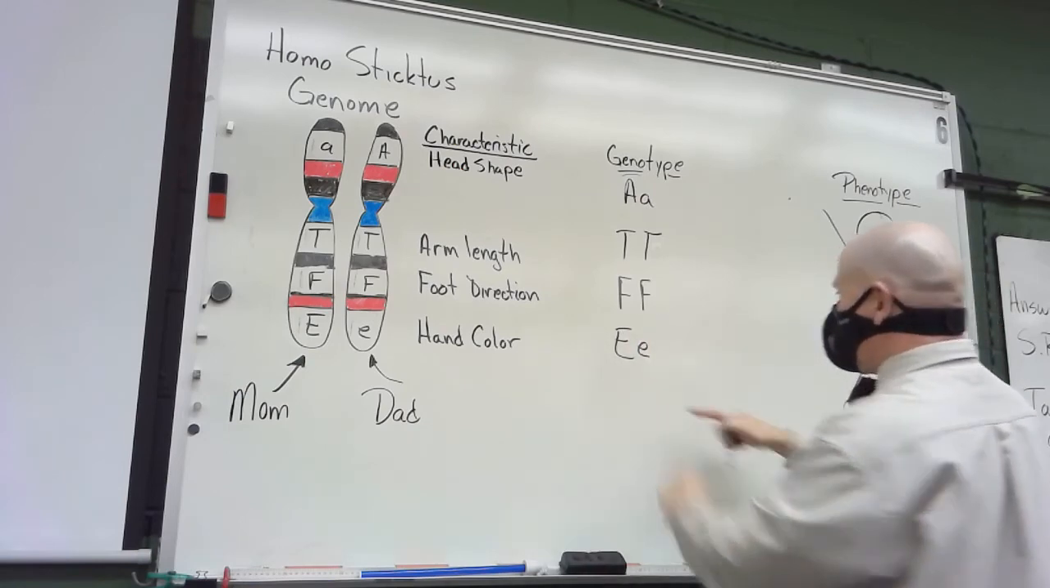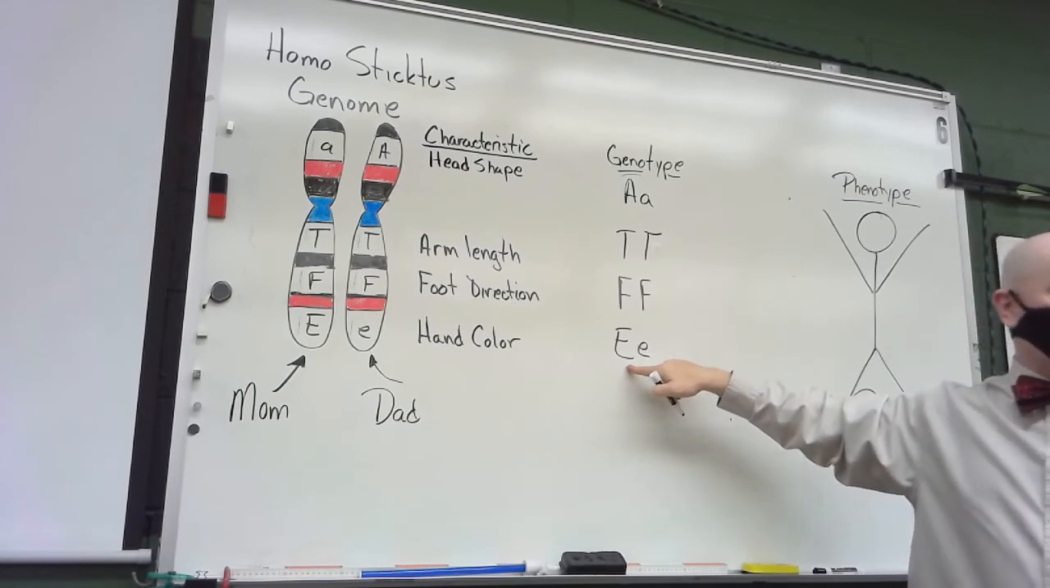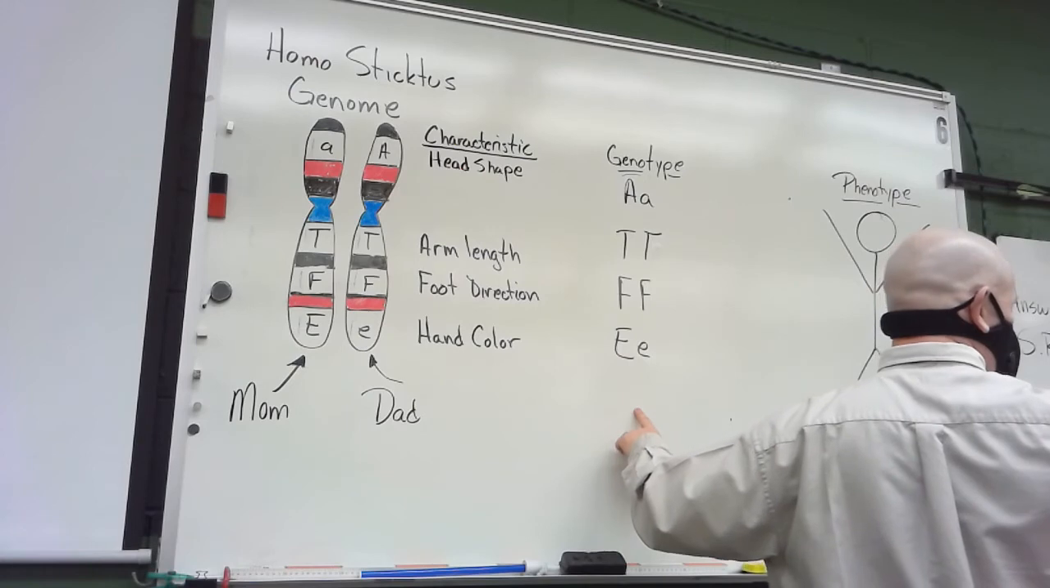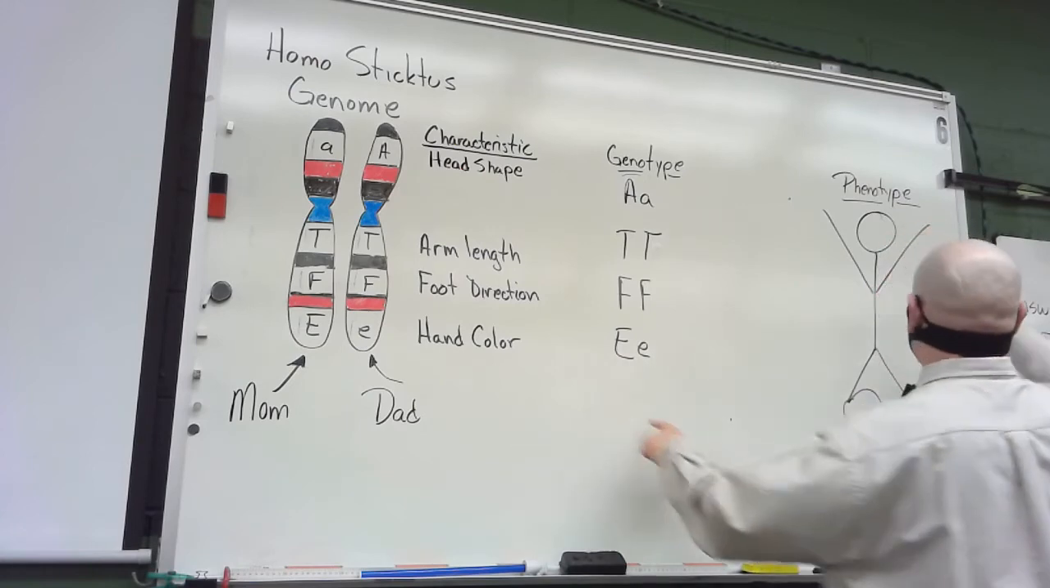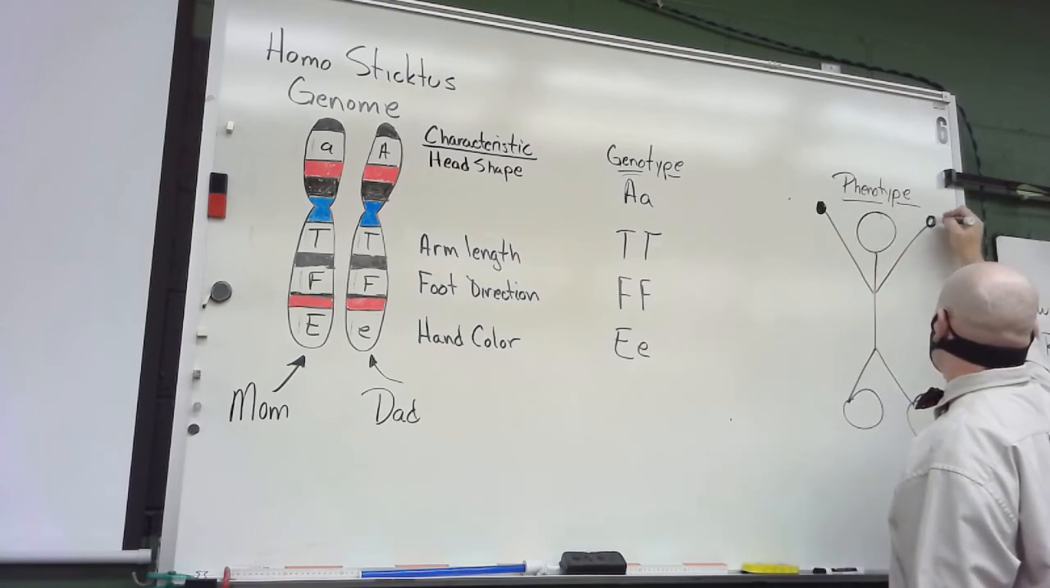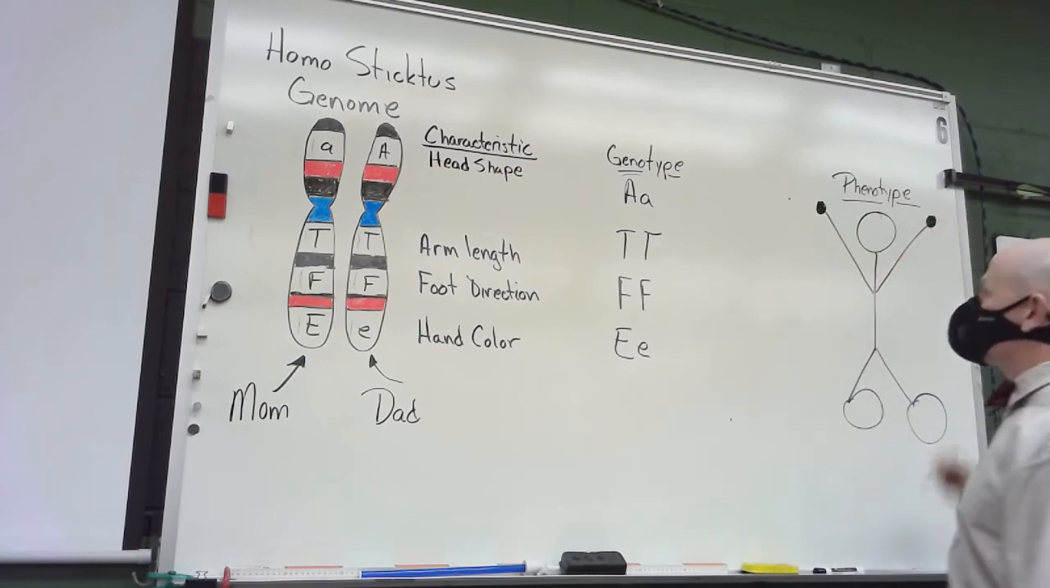And then here I've got another heterozygous. I got a dominant and a recessive. Well, I look over here, and the dominant is black. Look at that, black hands. Like this. Interesting.